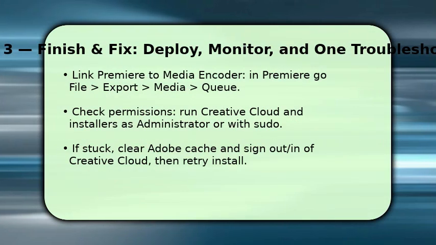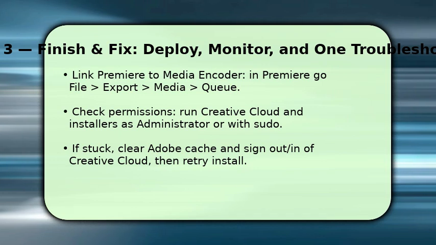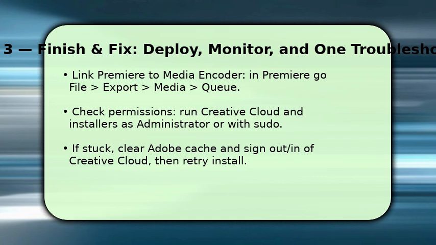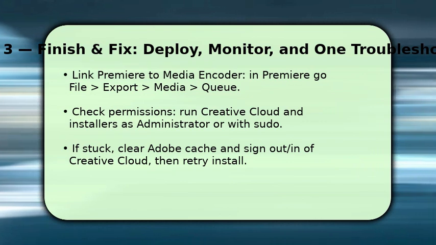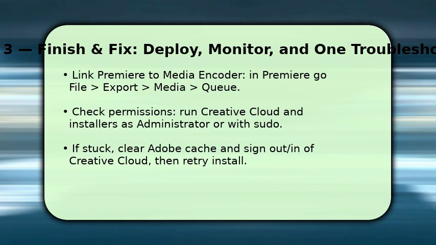You finish by verifying the connection. Open a sequence in Premiere, choose File, Export Media, then Queue. Premiere should push the job to Media Encoder. If it doesn't, run Creative Cloud and installers as administrator or with sudo to resolve permission blocks. Make sure background processes aren't blocked by antivirus. If problems persist, clear Adobe cache folders and sign out, then back into Creative Cloud. This forces a token refresh and often resolves stubborn install or authorization errors.